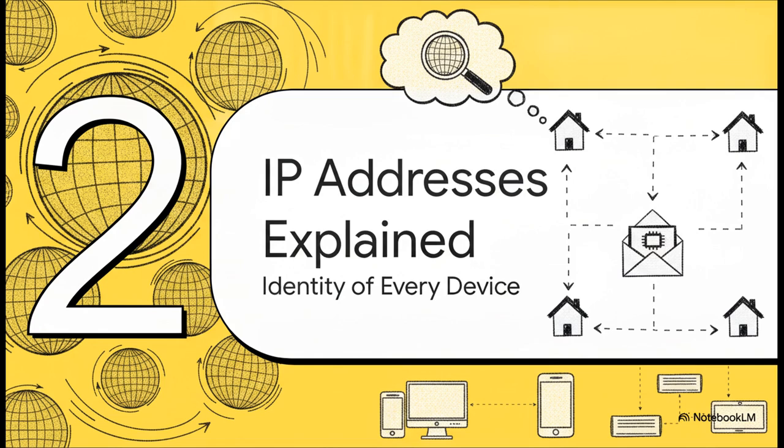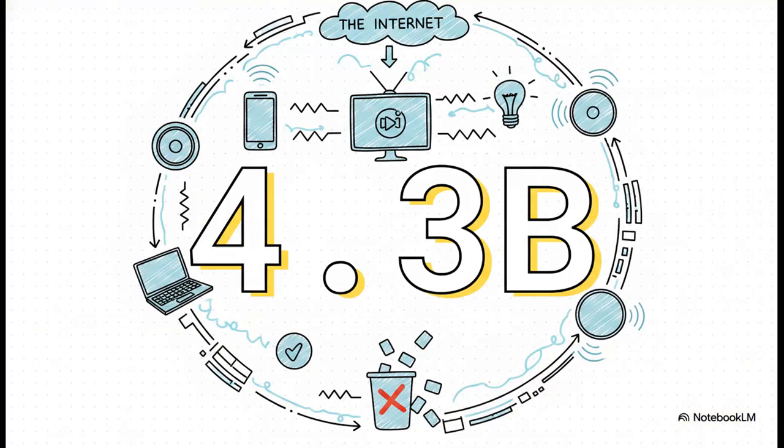Let's move on to Section 2. IP addresses explained, the identity of every device. Now, here's a pretty crazy number for you. 4.3 billion. That is the maximum number of unique addresses that the original addressing system, IPv4, could produce using its 32-bit architecture. Now, back when the internet was first being built, 4.3 billion seemed like an infinite, unreachable amount.